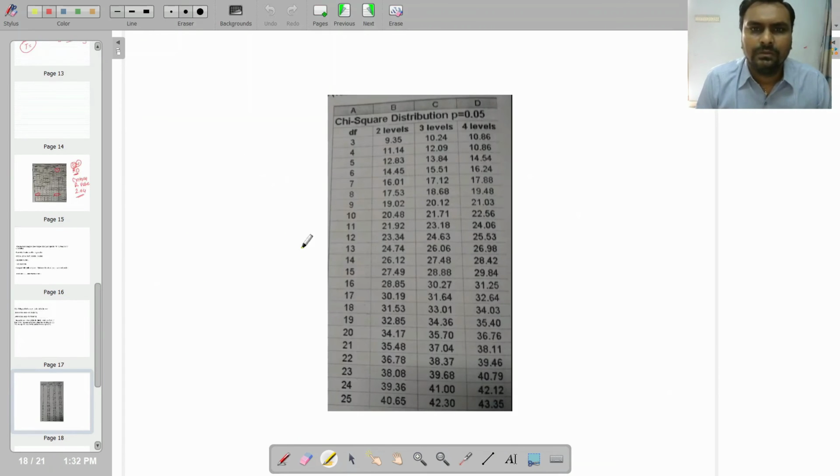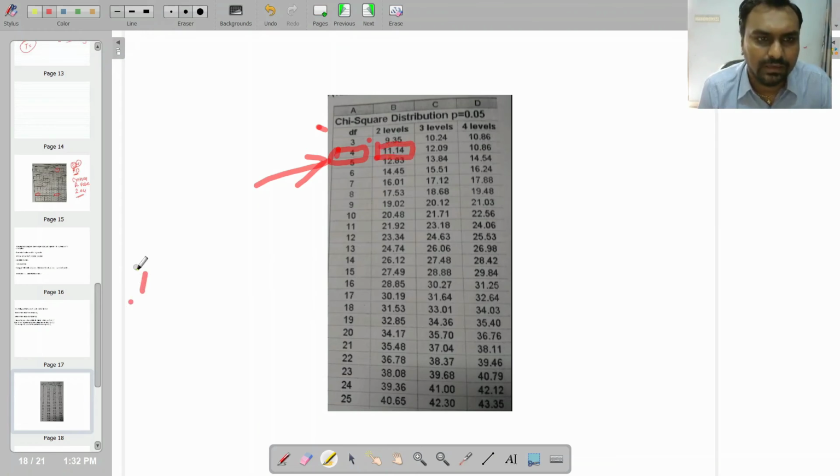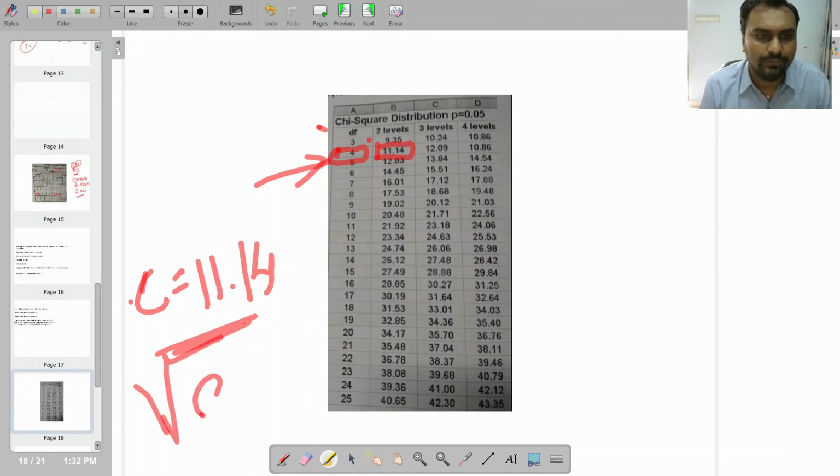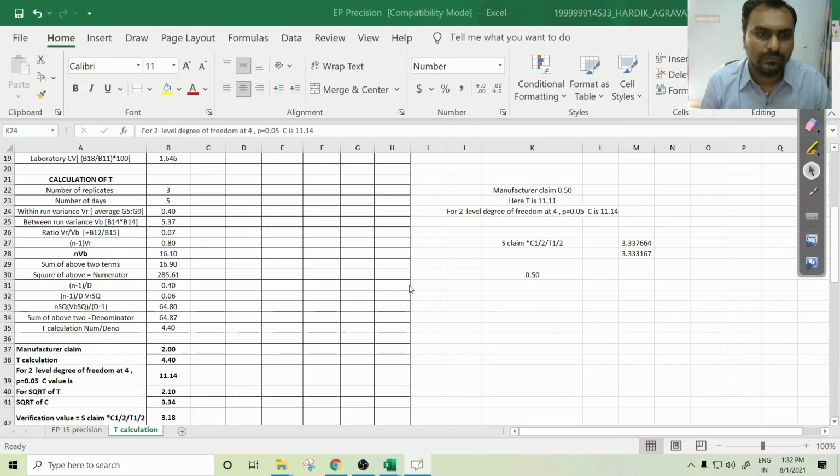If we see the chi-square table here, d minus 1, the degree of freedom, will be 4, and we assume that 2 levels of controls are run. The critical chi-square value, C value, here we got as 11.40, and we have to take the square root of C. So the square root of C is 3.34.